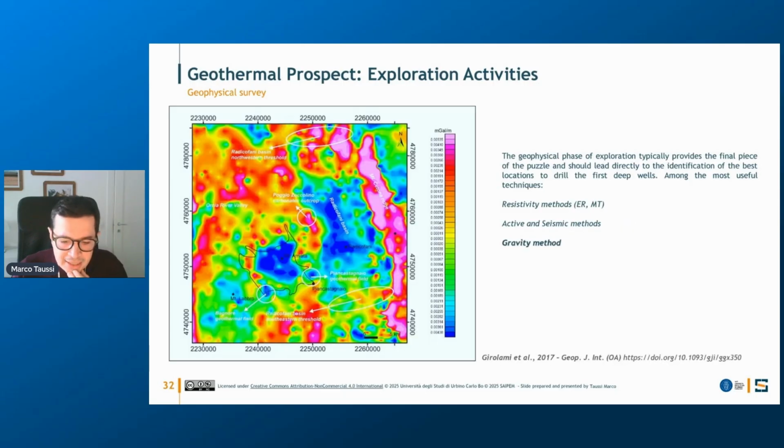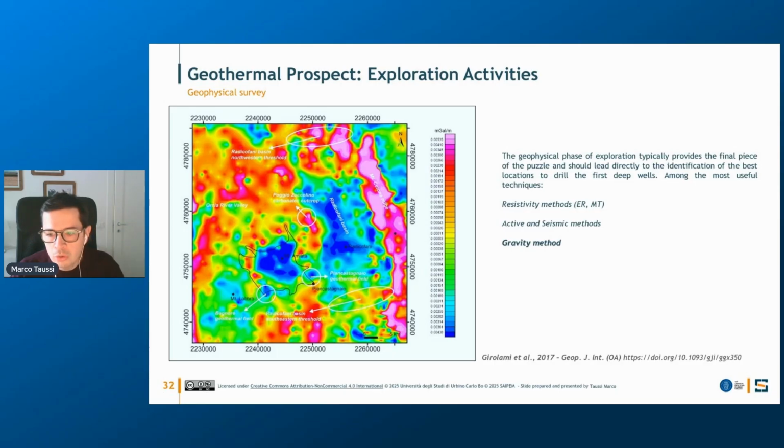Finally, another widely used technique in this context is gravimetry, which measures subtle variations in the Earth's gravitational field caused by differences in the density of subsurface materials. These variations must be corrected for topographic effects.